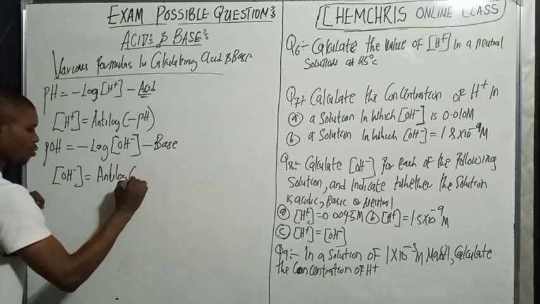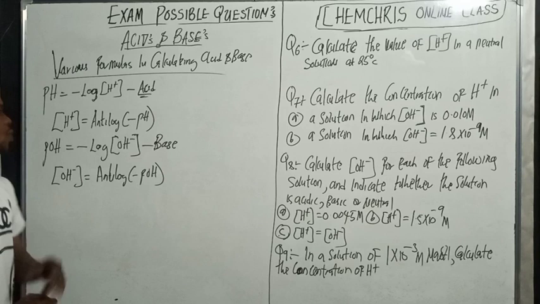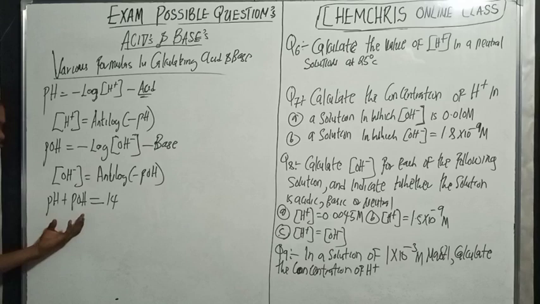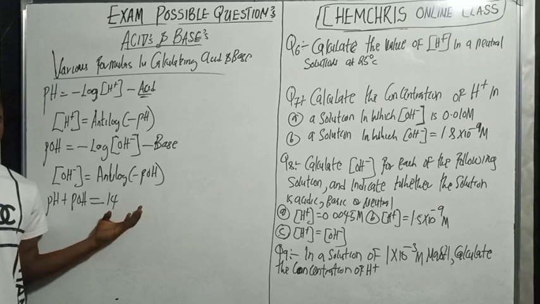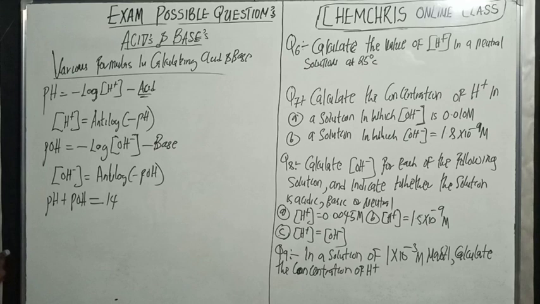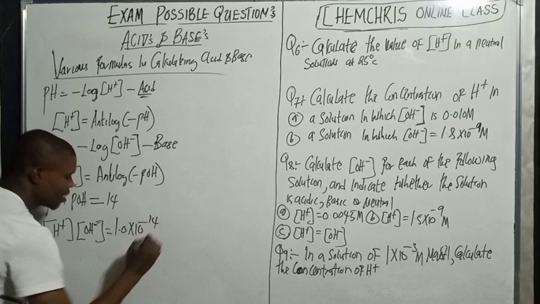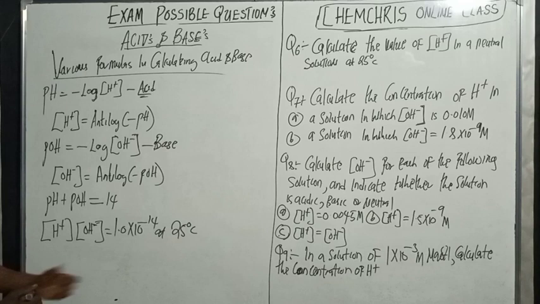This is that. Now the next one I want to do is when you combine the two of them: pH plus pOH equals 14. So when you add the two of them together, it always equals 14. Do you understand? The next one you have to look at is the concentration of H plus times the concentration of OH minus. It is equal to 1.0 times 10 to the power of minus 14 at 25 degrees centigrade. That is it, at 25 degrees centigrade.